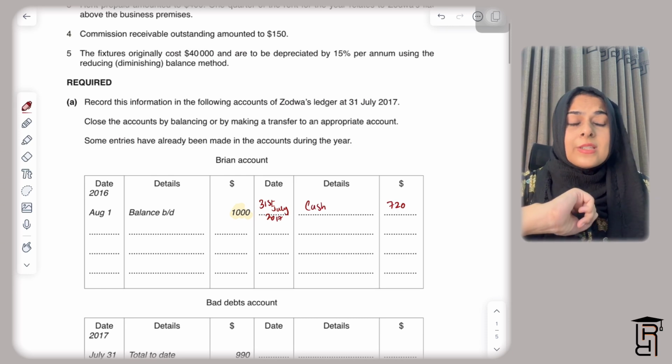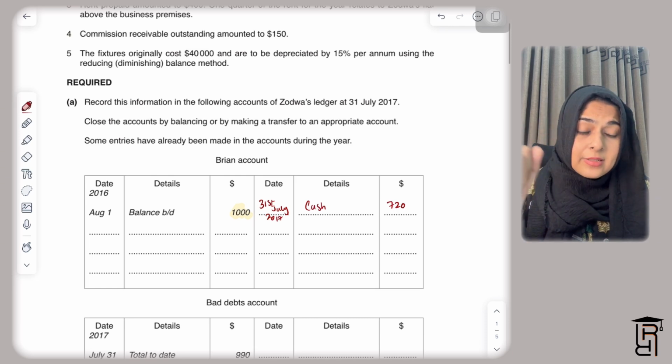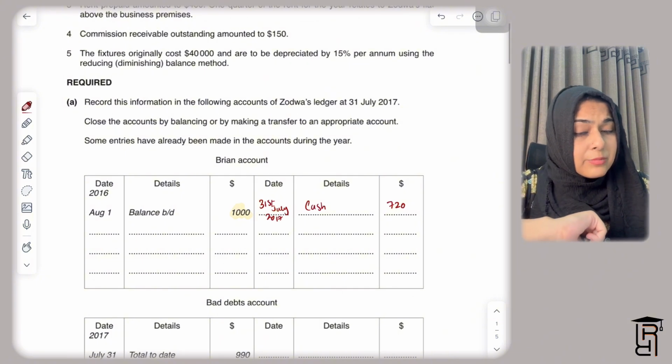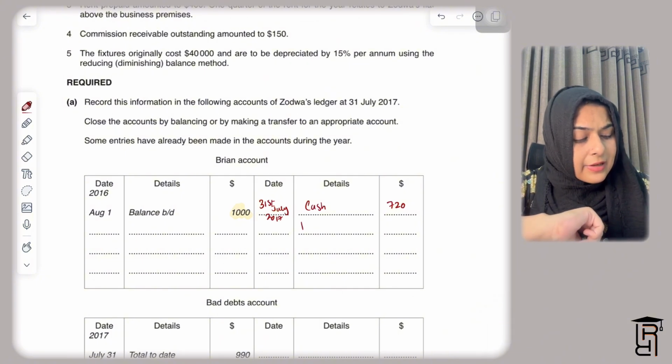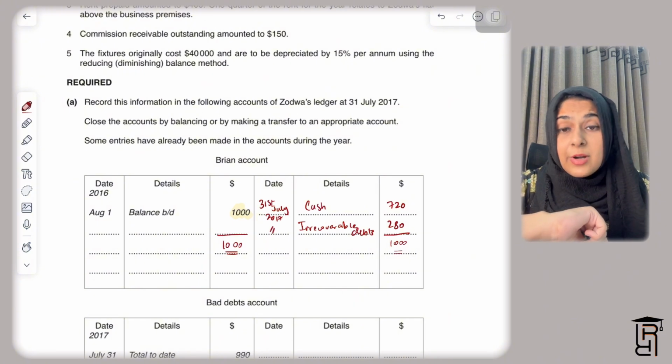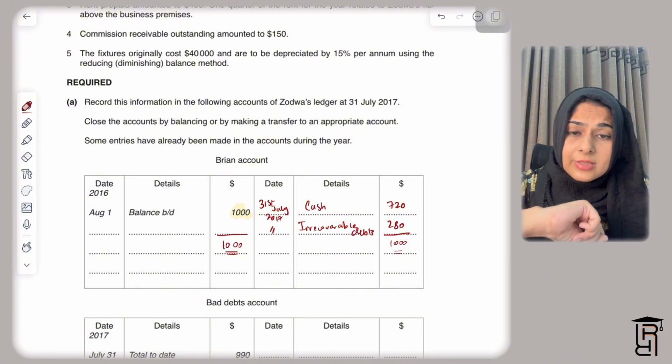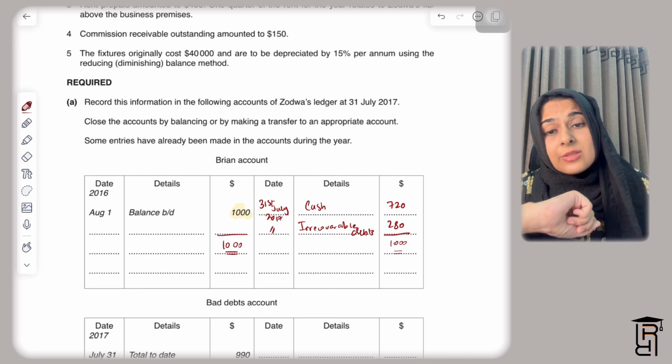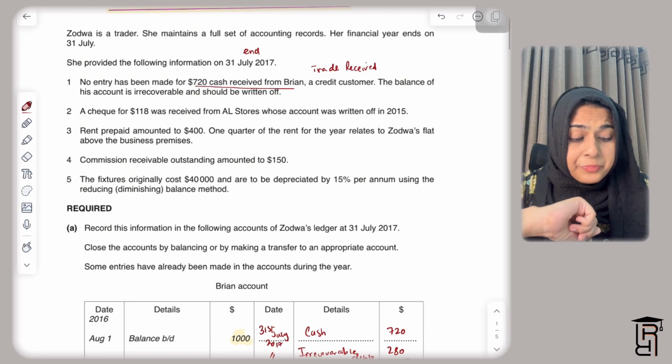For writing off, the double entry should be irrecoverable debts debit, Brian credit. So in Brian's account on the credit side, I'll write irrecoverable debts, and 1000 minus 720 will be $280, and now my account will balance at $1000. There is no balance remaining in Brian's account because Brian paid me $720 in cash. Also, the remaining was written off as irrecoverable.